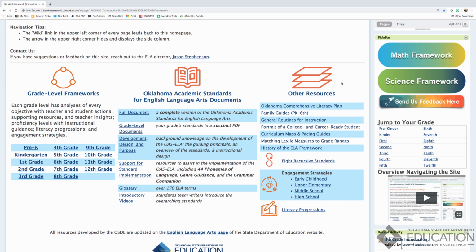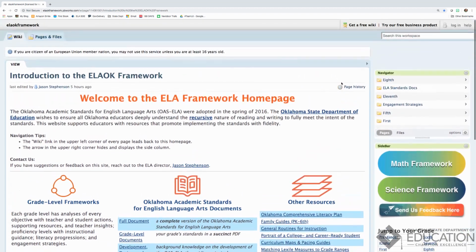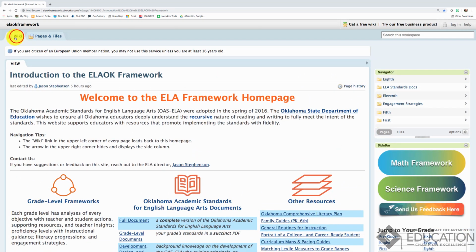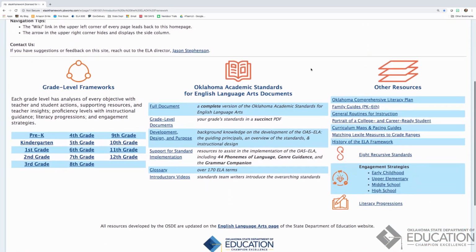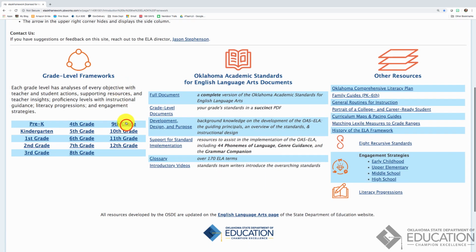Before we do that, I want to point out two navigation tips. The wiki button in the upper left corner will always bring you back to this homepage. Also, the little arrow in the upper right corner will hide the side menu. Now let's look at what the grade level frameworks have to offer. We'll start in 9th grade.